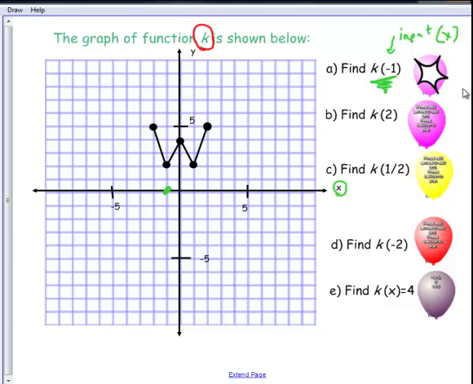Ready? So, watch this. Hey! We popped the balloon. That's awesome. And we got 2 as an answer. All right, let's pop the balloon. Let's go. k of negative 1 is 2.